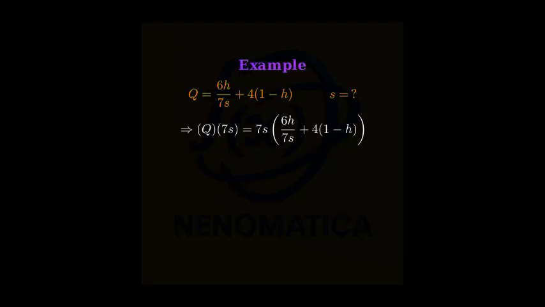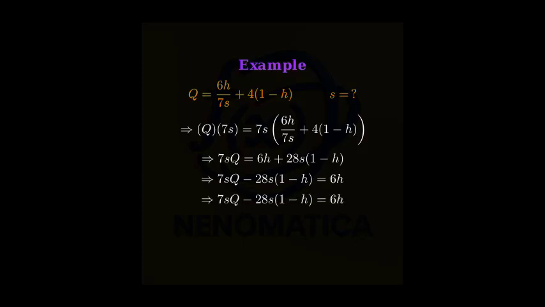Now, we distribute 7s to each term in the parentheses. This gives us 7s times q equals 6h plus 28s times the quantity (1 minus h). Let's expand the right side of our equation. We get 7s times q equals 6h plus 28s minus 28s times h. Now, let's rearrange to isolate the terms with s. We get 7s times q minus 28s times the quantity (1 minus h) equals 6h.